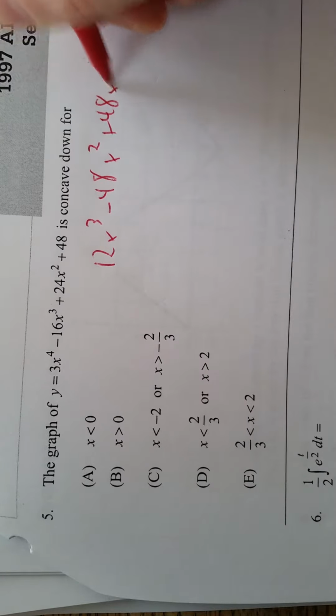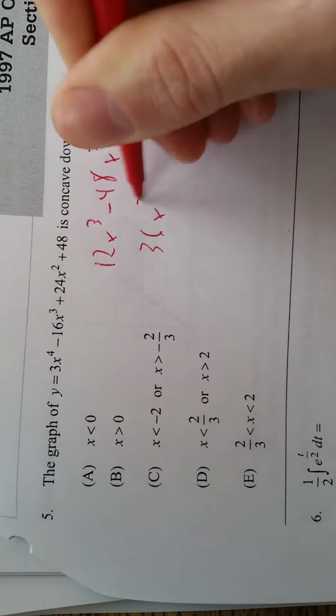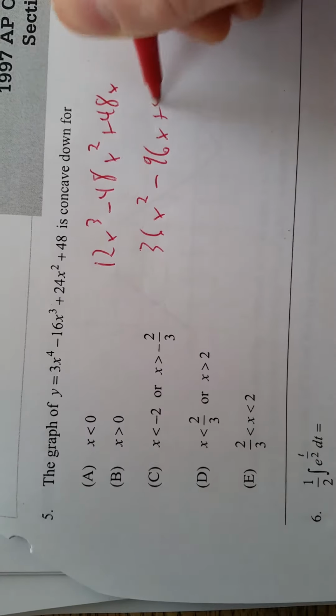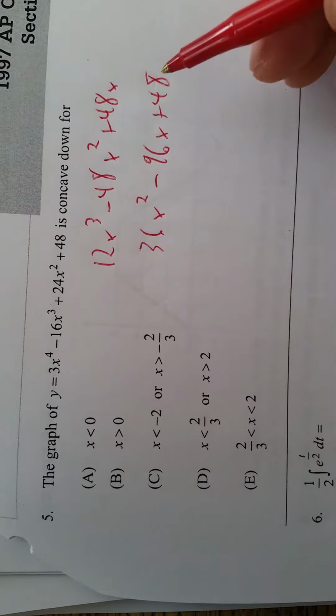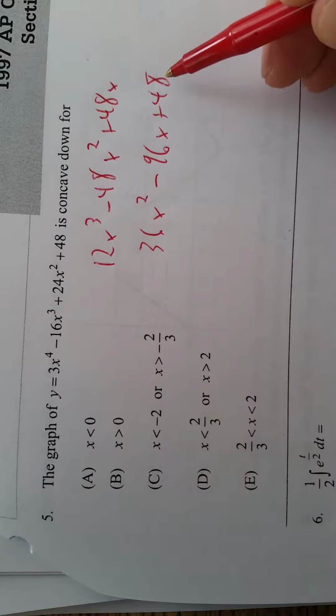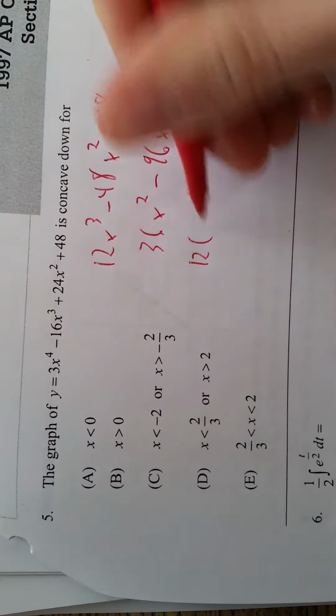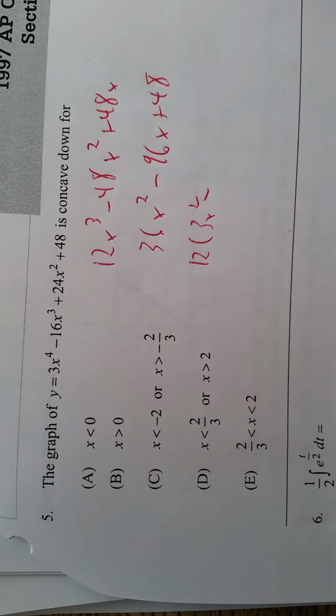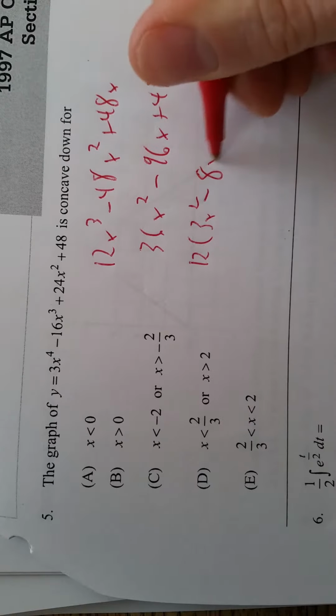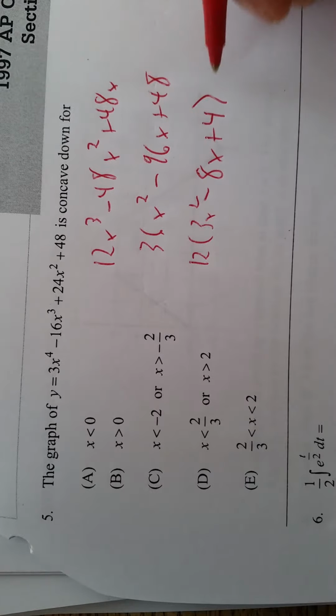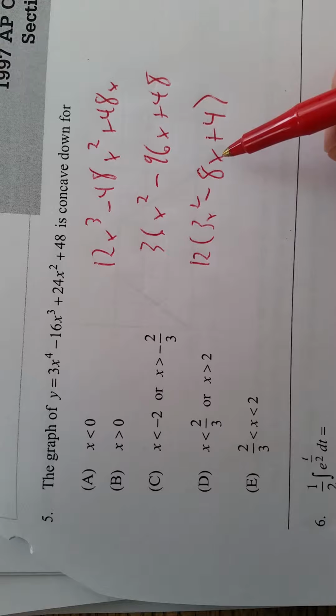This is the first derivative. Okay, now the second derivative would be 36x squared minus 96x plus 48. Anytime you have an expression like this, I'm instantly going to see whether I can factor anything out. I'm going to factor out 12, so I get 3x squared minus, how many times is 12 going to go into 96? 8x plus 4, just like that. This is literally the second derivative.